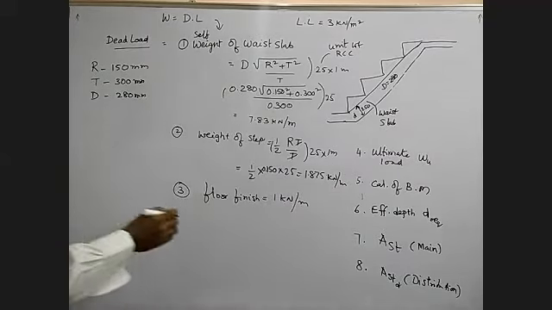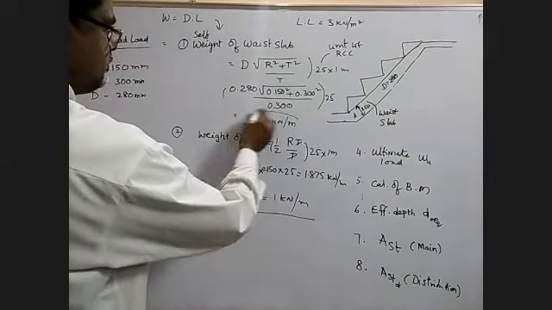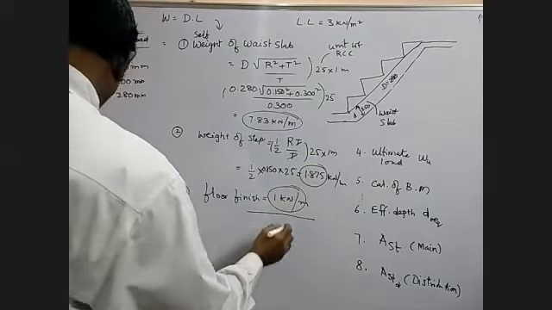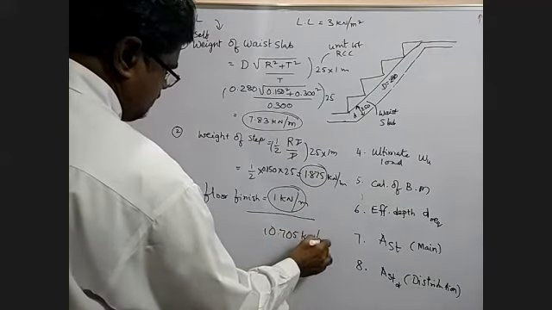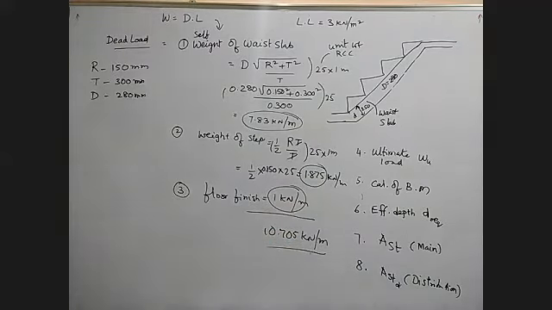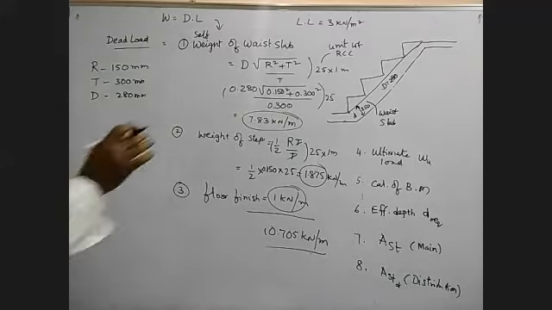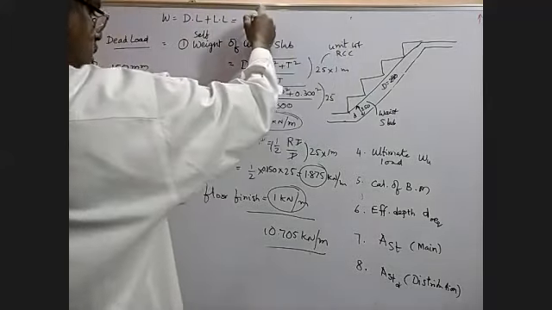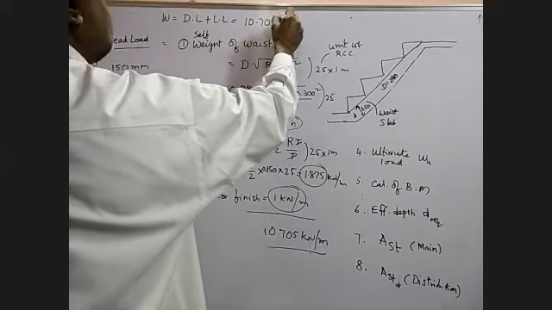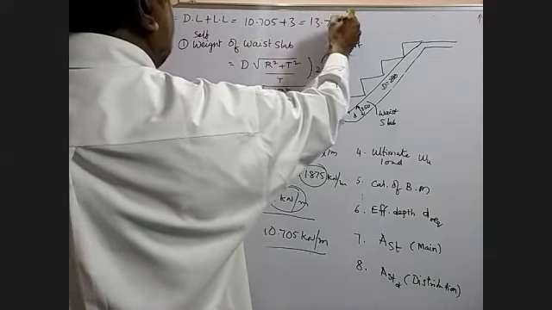Now add all these three. So it comes to 7.83 plus 1.875 plus 1, which is 10.705 kilonewton per meter. So this is regarding the dead load here. Now total load is equal to dead load plus live load, 10.705 plus 3, 13.705.